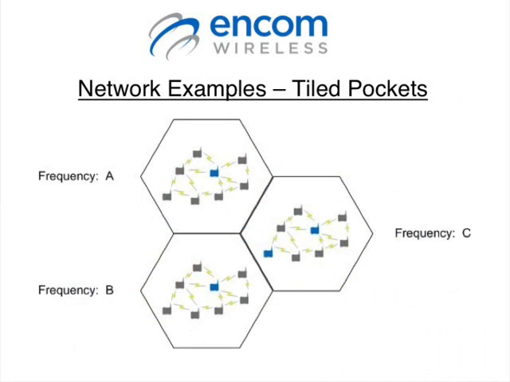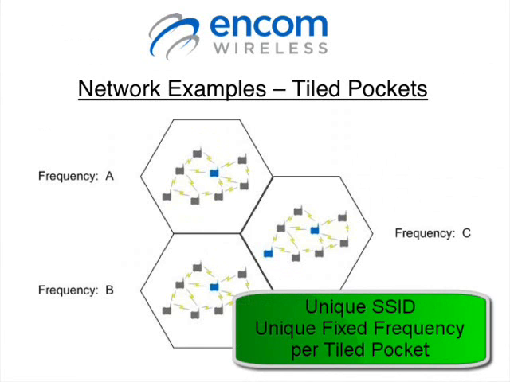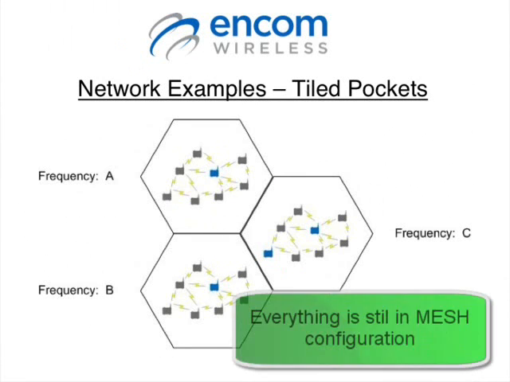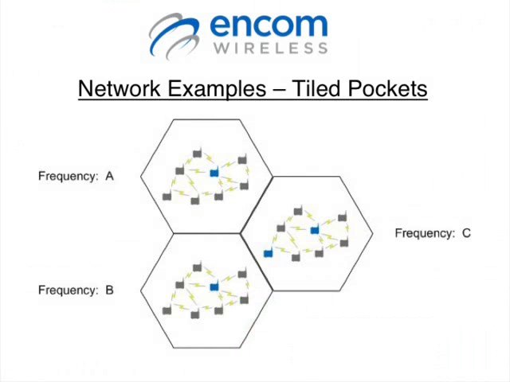Now let's take a look at an example where we start to group together multiple pockets. So for this particular example, we have three pockets of mesh radios, and each of them is going to be isolated such that there are going to be unique SSIDs as well as frequency selection per pocket. However, all three of these pockets are going to be part of the entire mesh network.